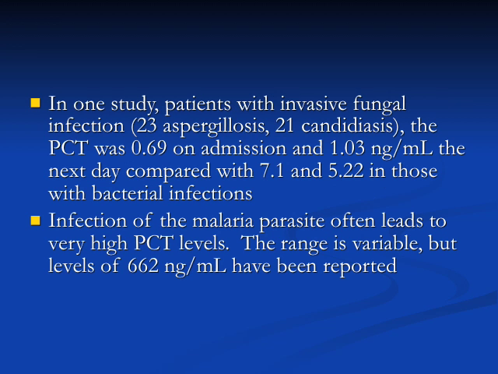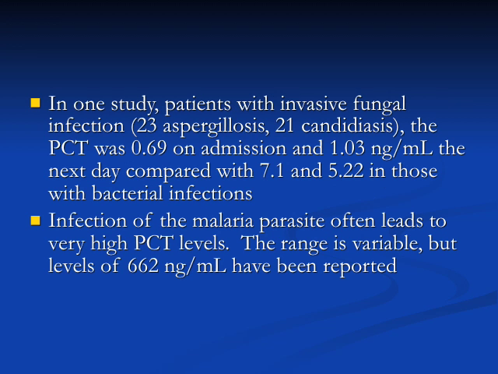In one study, patients with invasive fungal infections comprised 23 cases of aspergillosis and 21 cases of candidiasis. The procalcitonin was 0.69 on admission and 1.03 the next day, compared with 7.1 and 5.22 in those with bacterial infections. Again, you do have higher levels from baseline, but not to the extent of bacterial infections.